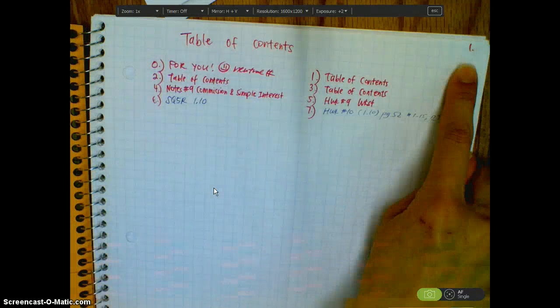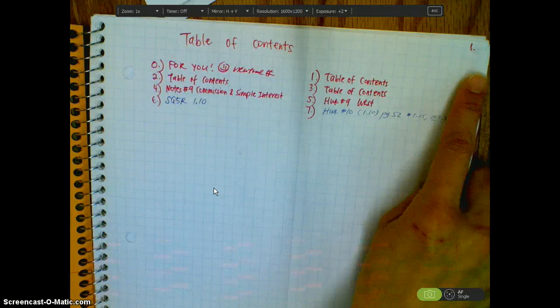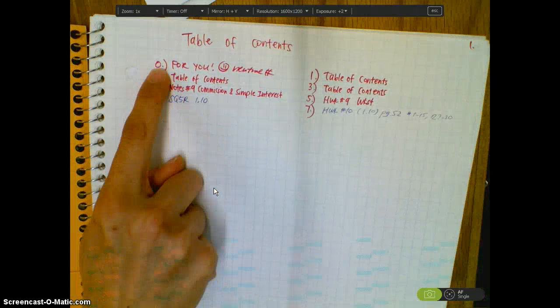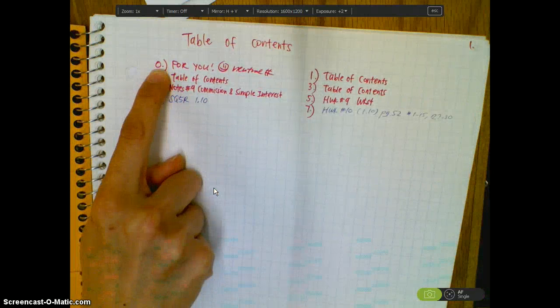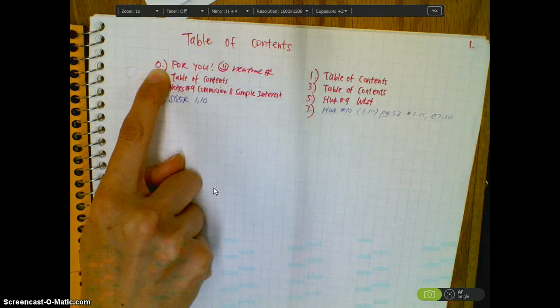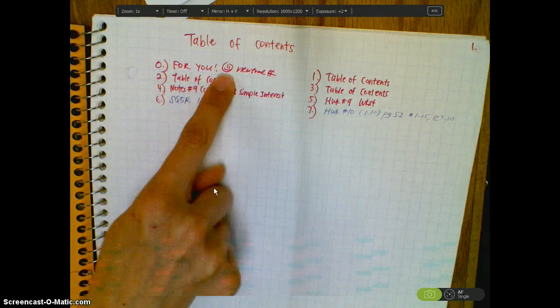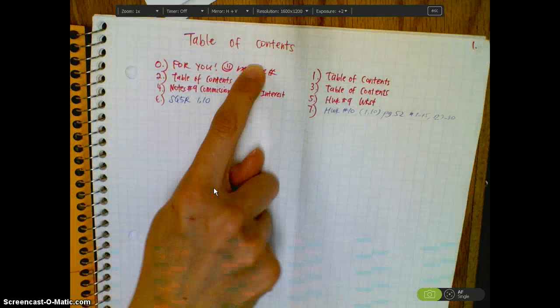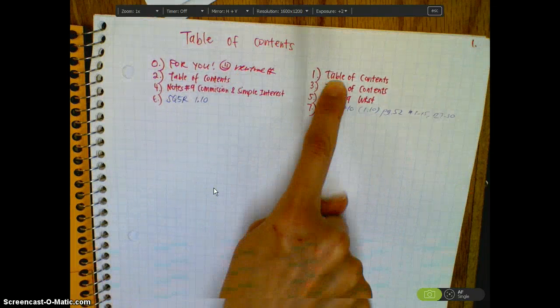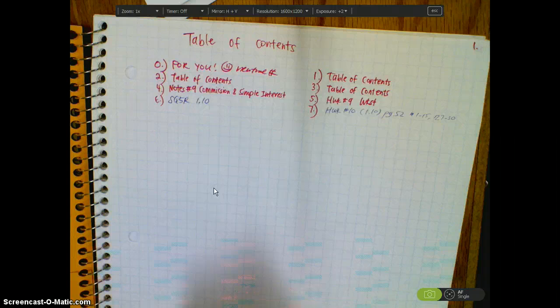On the very first page, we're going to start numbering page 1, and that's going to be our table of contents. Now, I did put a page number 0. There's really no page number 0. It's just a cover sheet, but I just did it for you if you wanted it. It's a neutral number. We don't really need that. We're going to start with page 1, and this is going to be your page 1. That's a table of contents.